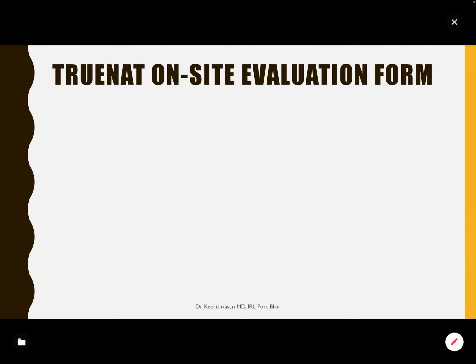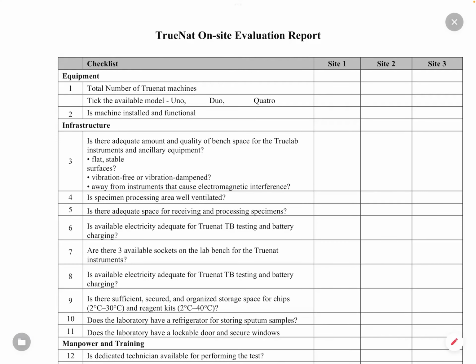Now let's see what the TrueNat on-site evaluation form is. So here is an example of a TrueNat on-site evaluation report. Here we can use it for multiple sites. So here you can see site 1, site 2 and site 3. Or if you are doing it for only a single site, you can combine this and write the site name.